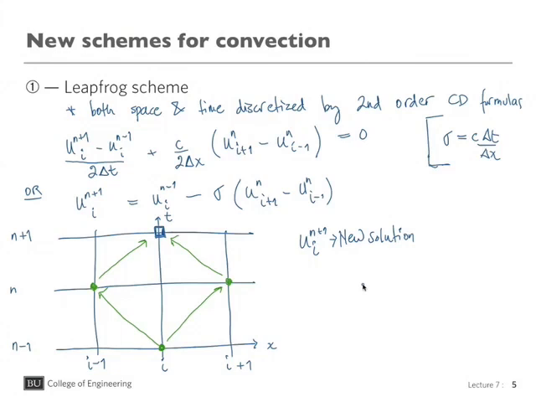So this is why it's called the leapfrogging. You can see a little bit on this chart where the name comes from. Okay, so basically, u_i^n does not contribute.